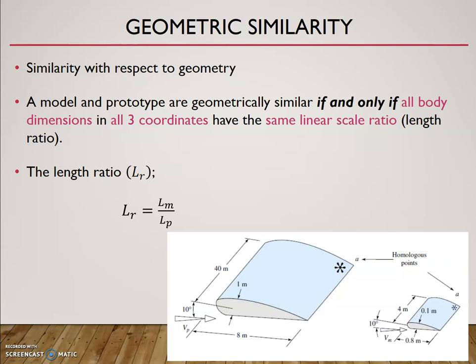If you refer to this figure, you can see all the lengths in the prototype are 10 times more than the model. But if you look closely, you will see that the angle has no scaling. That is because angle alone is a non-dimensional parameter, so there is no scaling on the angle. So simply, geometric similarity is the similarity between model and prototype with respect to their dimensions.